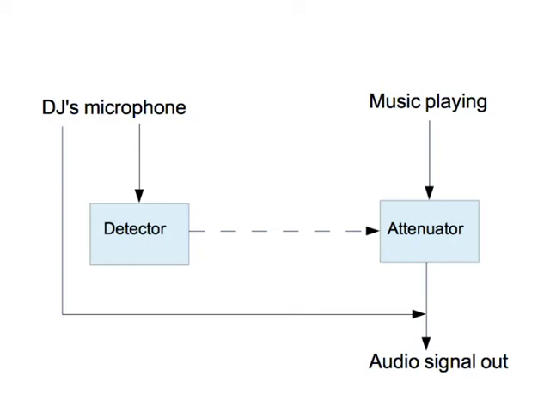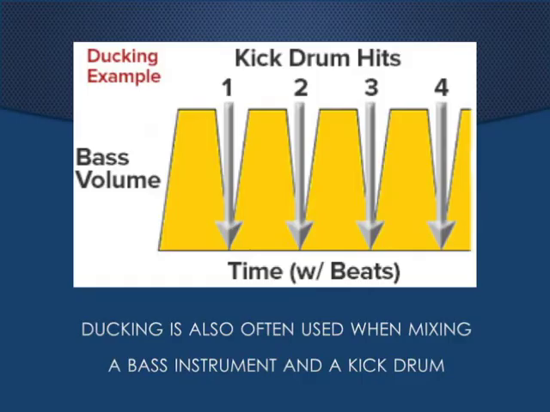This means that when the DJ is silent, the attenuator is inactive and the music playing will go to the output. However, when the DJ speaks, the detector is then activated and this triggers the attenuator to turn down the music. The benefit of this process is obviously that it's automatic and therefore the DJ doesn't need to remember to turn down the music before speaking. Ducking is also used when mixing a bass instrument with a kick drum.